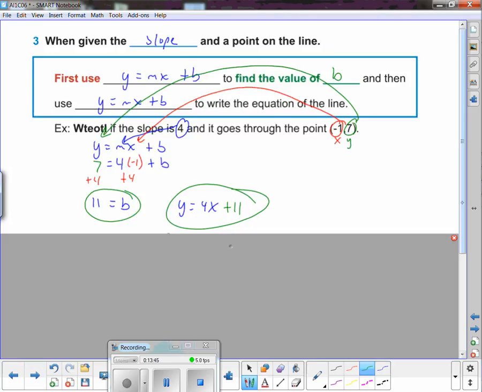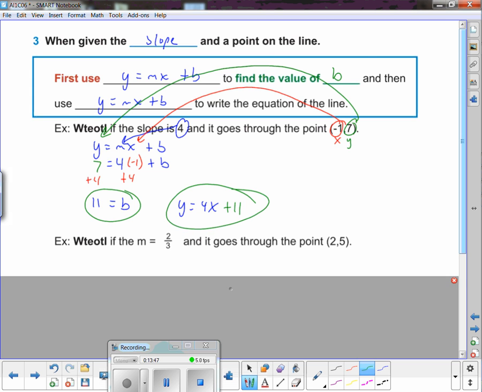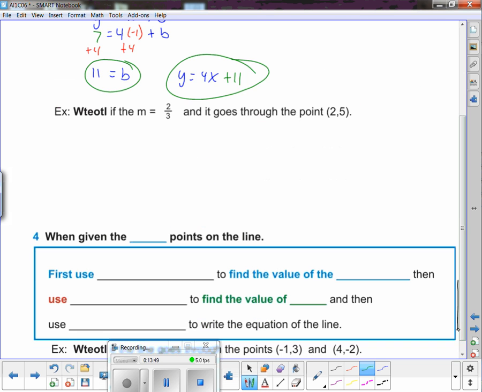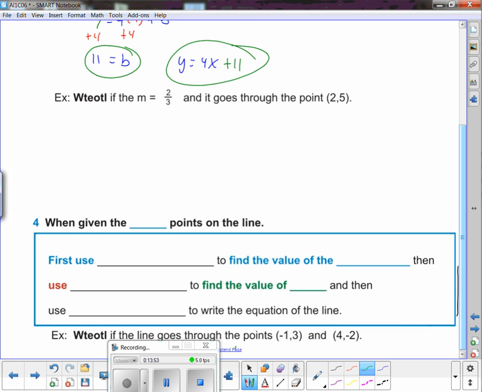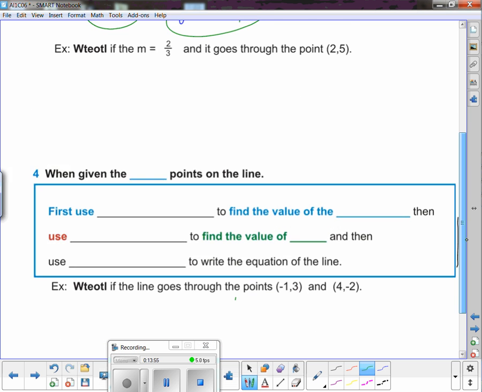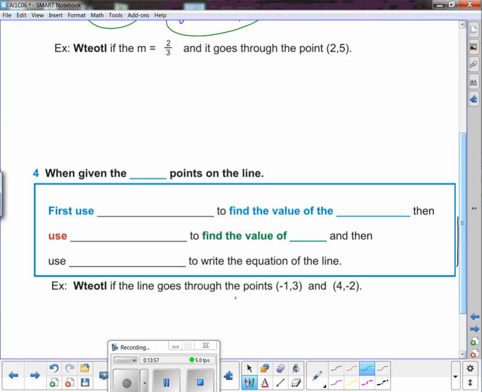Okay, I think there's one more. Is there one more of this kind? Yeah, one more. All right, why don't you guys try this one? I'm going to pause the video. So see if you can apply what we just did. Write the equation of the line when the slope is 2/3 and it goes through the point (2, -5). Oh no, fractions. All you fraction phobia people.